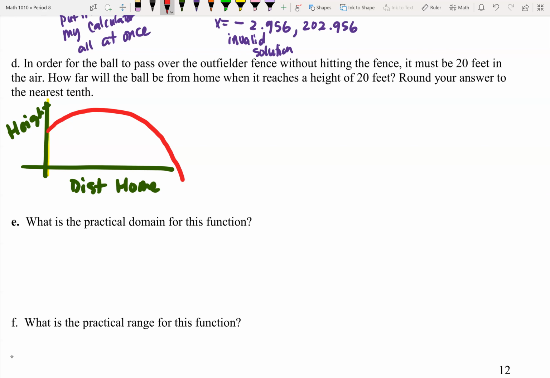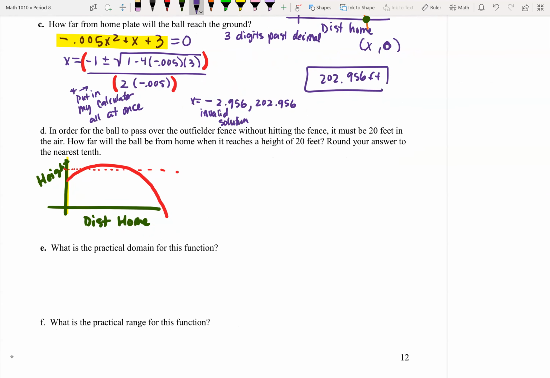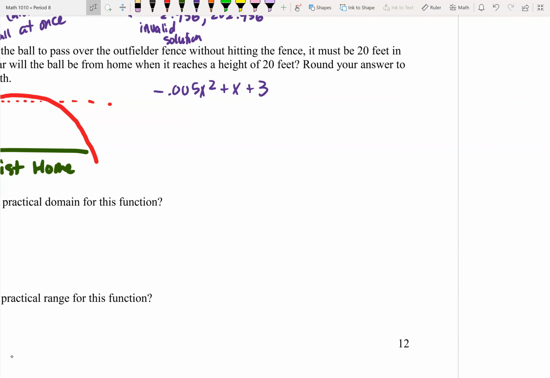So it has to be 20 feet in the air. How far will the ball be from home when it reaches a height of 20? So guys, like say this is a height of 3. So a height of 20 is going to be up somewhere like that, right? So we actually didn't even need to draw a picture. You just take your equation and you let the height be 20. What's the height? Is that the x or is it the y? It's the y. So I'm going to go equals 20.